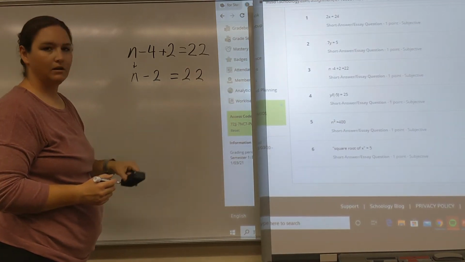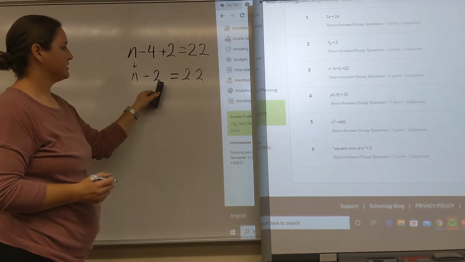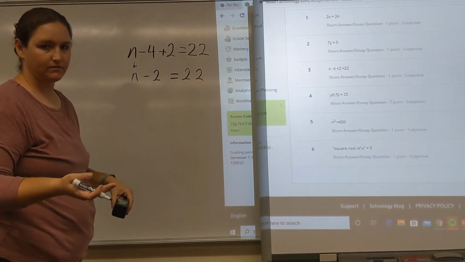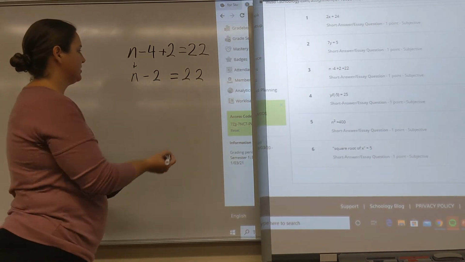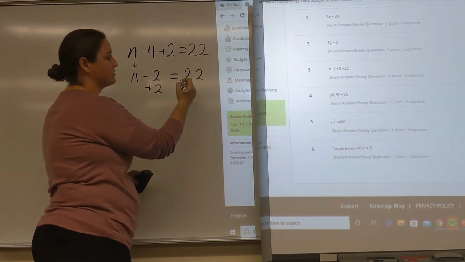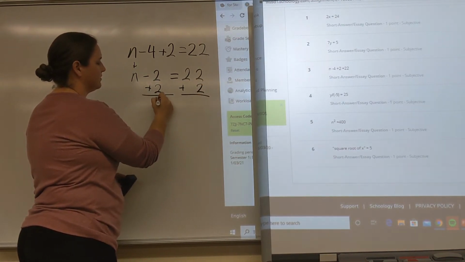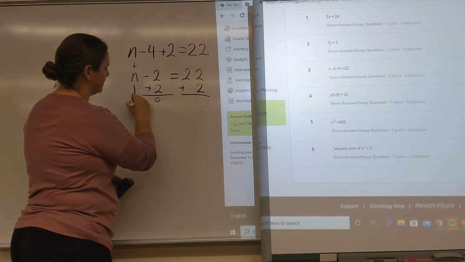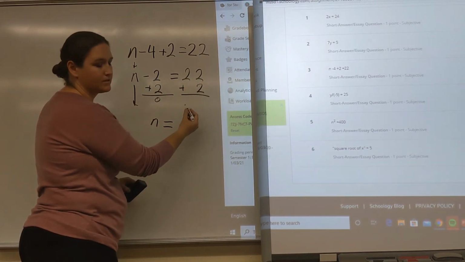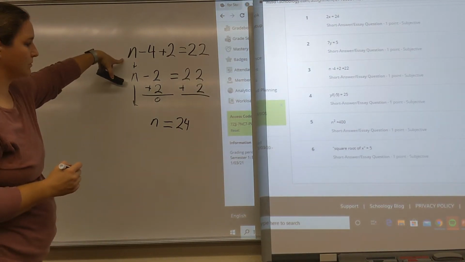Okay. Now, how do we get that n by itself? This is subtraction. So what is the inverse of subtraction? Addition. So we're going to add 2. And what we do to one side, we do to the other side. This is going to be 0, so we're just going to bring down our n. 22 plus 2, 24. So our n equals 24.